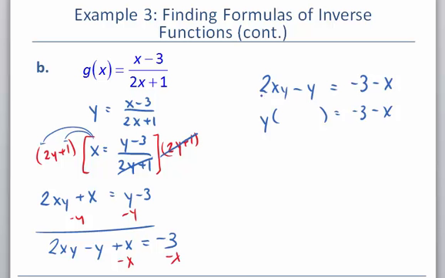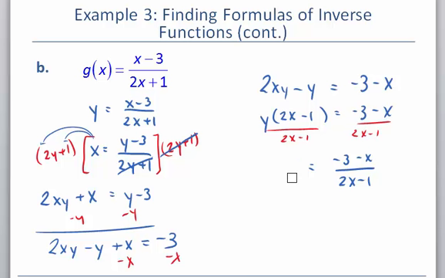So if I take a y out of a 2xy, that leaves me a 2x. I take a y out of a negative y, that leaves me a negative 1. So I have y times the quantity 2x minus 1 is equal to negative 3 minus x. Remember that you're solving for y. So we'll now divide by 2x minus 1. So I have y is equal to negative 3 minus x over 2x minus 1.